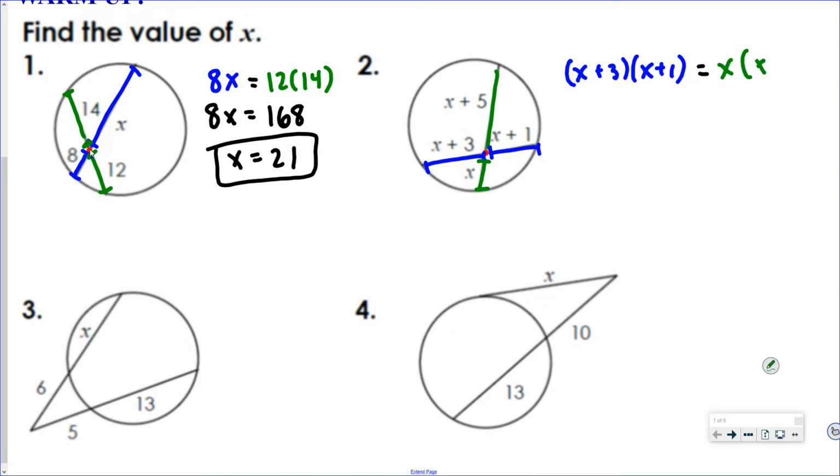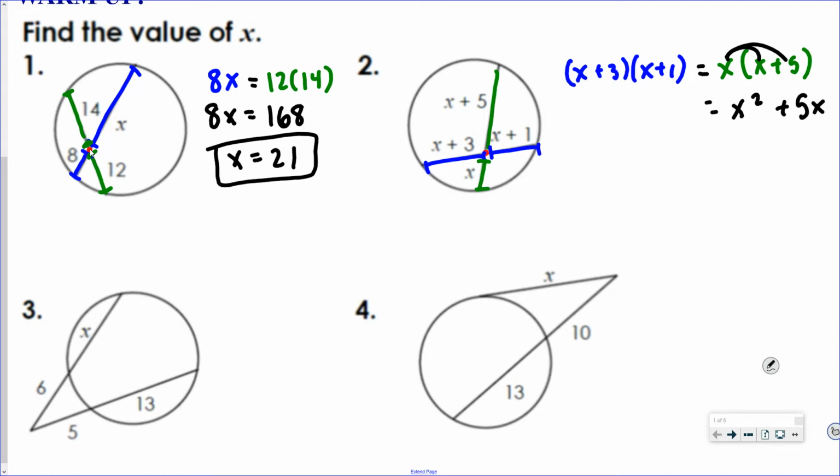You have to use parentheses here. Okay, I saw somebody do this. That doesn't say x times x plus 5. That says x times x and then add 5. That is the product. Okay, use parentheses. Be specific with your math symbols. All right, right side is pretty easy to multiply. I'll go ahead and do that. X times x is x squared plus 5x.